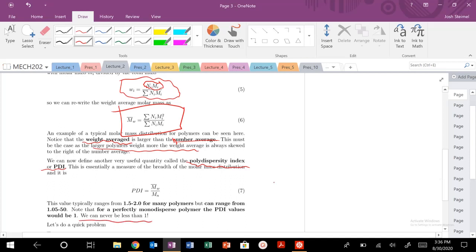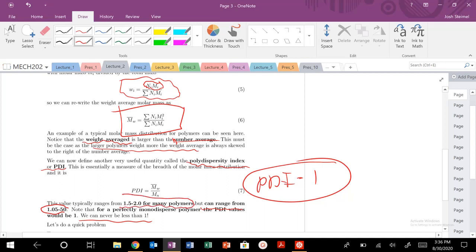If we made polymer chains of exactly the same length, your PDI is equal to 1. That really almost never happens. Realistically for polymers, this value can vary between 1.05 and 50. Most polymers will be between 1.2, 1.5, and 2. We can never be less than 1. That's kind of critical, and again, that follows from this definition of weight average molecular weight and number average molecular weight. Excuse me. So that's what we're working with moving forward.